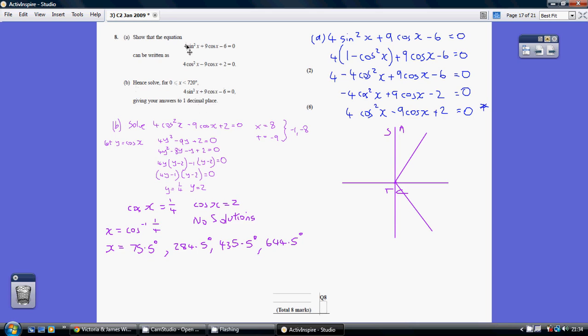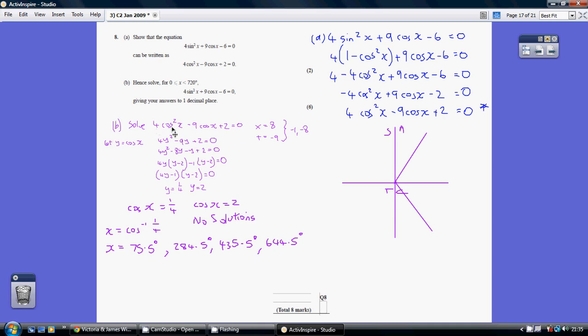Now hence solve this. So we're being asked to solve this, but we know that it equals this, so we're going to solve this guy here. Now this is just a basic quadratic, isn't it? We've got cos x all squared, effectively a normal cos x and a number on the end, so it's just a quadratic. So just to make it a bit easier to follow, let's call cos x y.